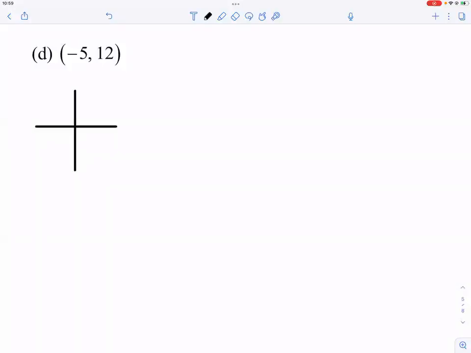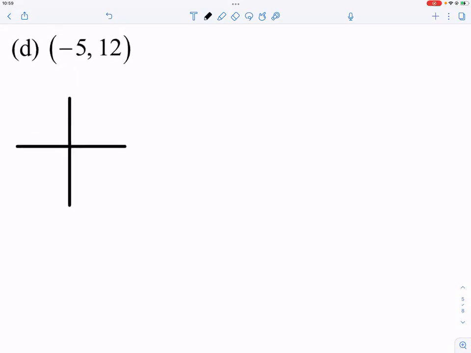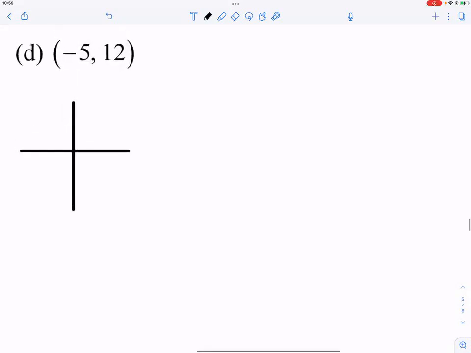Now, for this one, we probably would need to use a calculator. But this is the only one that we need to use a calculator, so I'm going to show it for you here. All right, so -5, 12. So it'll be quadrant 2. So -5, 12 right here.